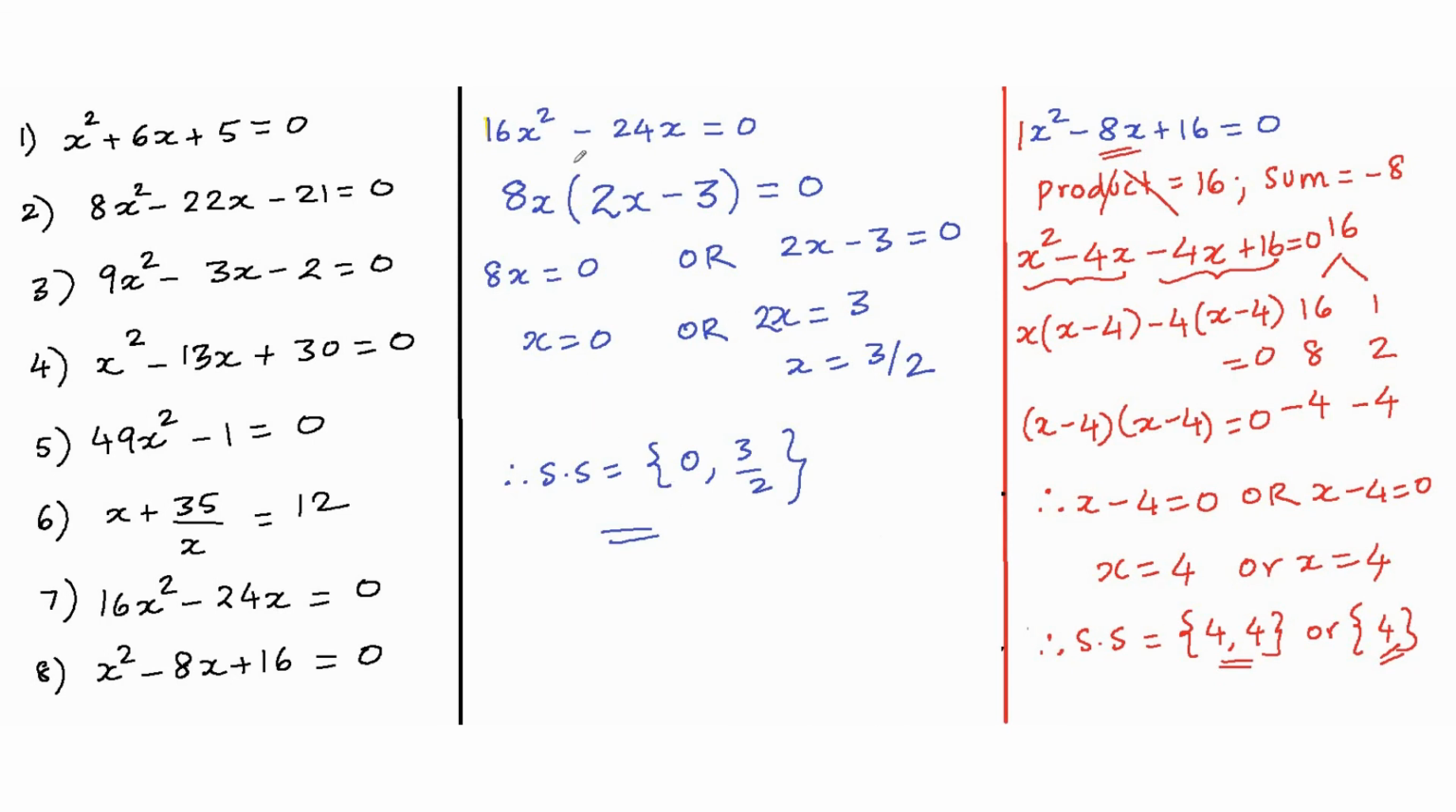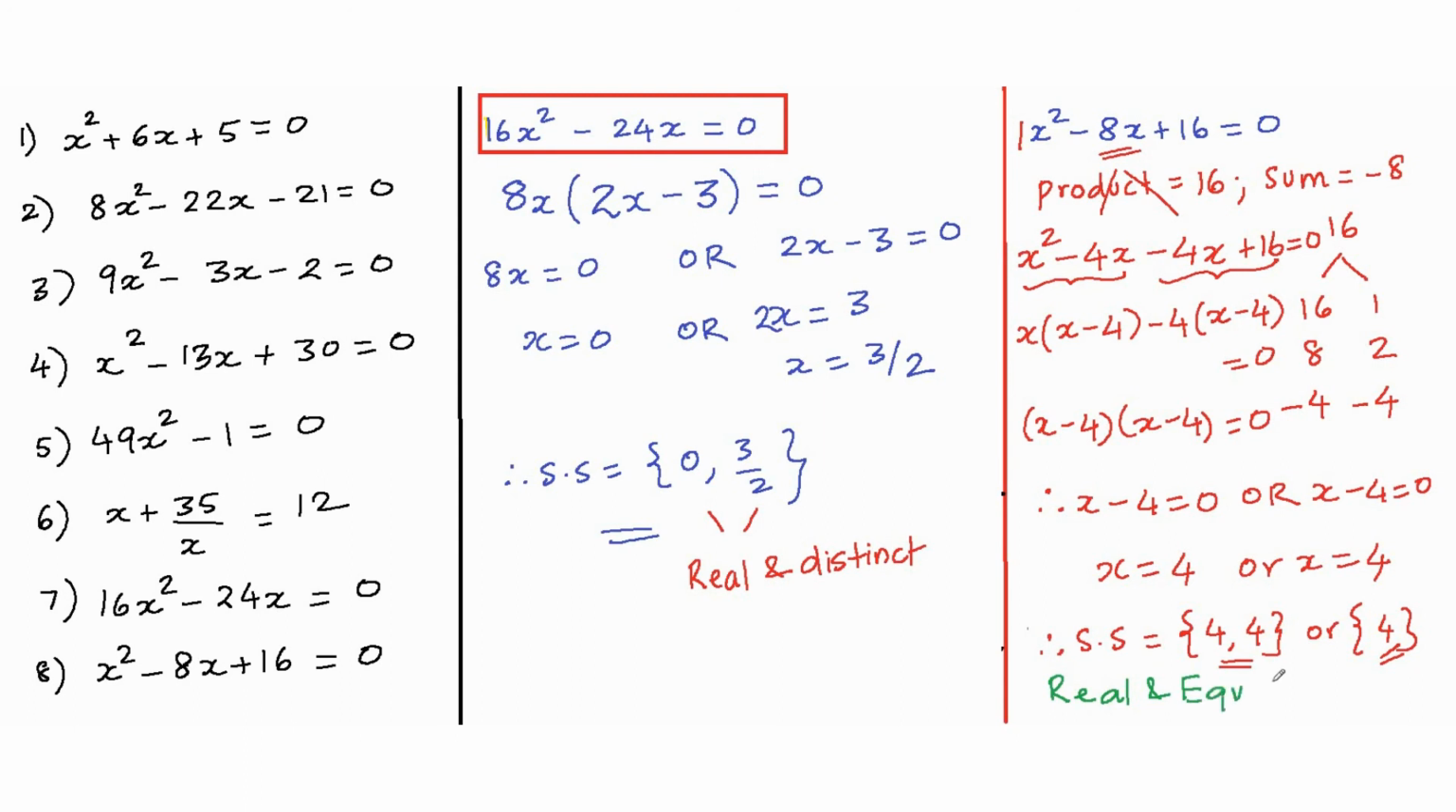Now in this example, 16x square minus 24x equal to 0, you will notice that both the roots are real. Both the roots are real numbers, right? But the roots are distinct. Therefore, these roots are real and distinct. They are different from each other. Whereas in the last example that we took, x square minus 8x plus 16 equal to 0, you will notice that these roots are real. Yes, they are real, but both the roots are equal. Therefore, these roots are real and equal.